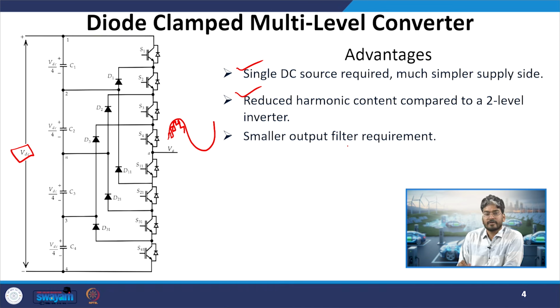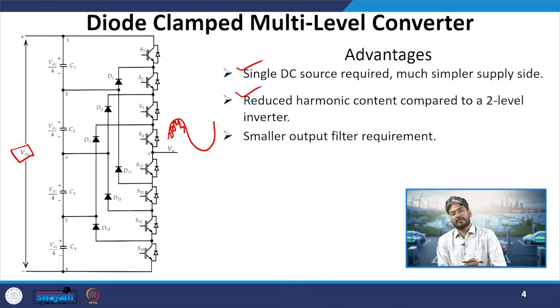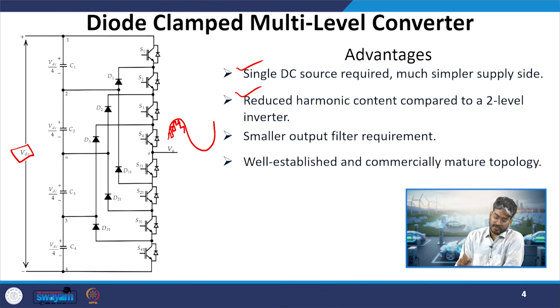Smaller output filter requirement: because THD is less, our filter requirement will be less. If we go for a much higher number of levels, we will see that we can eliminate the requirement of filters totally. It is also a well established and commercially mature technology, because these multi-level converters have been developed over a long time and are practically being used.